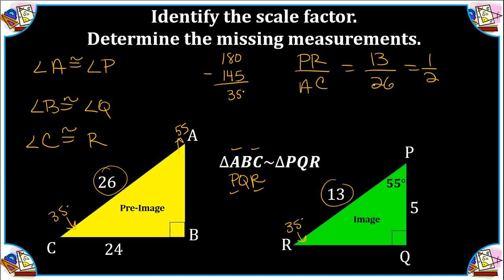Now we can use this 1/2 to identify the missing lengths. So our pre-image is going to be multiplied by 1/2 to give us 12. Now we're going backward, so we can take our scale factor and reciprocate it and multiply 5 times 2 to give us 10. So whenever you're using the true scale factor, you're multiplying the pre-image times your scale factor. If you're going backward, you have to reciprocate your scale factor.